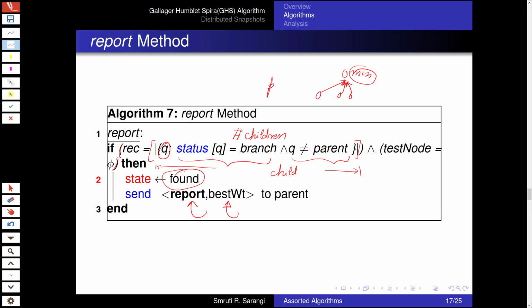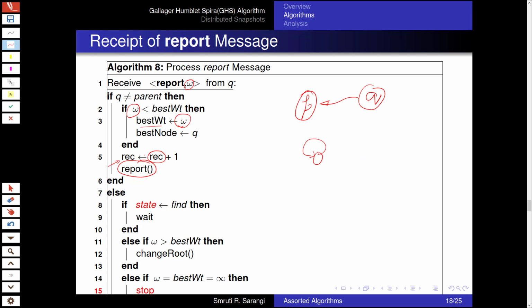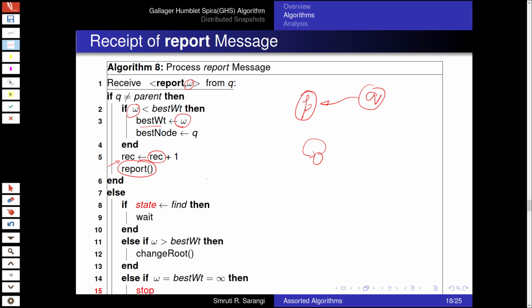The report function is the same as this, which, given that we have understood this, I can clean off the ink. So in this case, we will check whether all my children have replied or not. Given that I just incremented the rec variable, and I'm assuming all of these variables are global within the scope of a node, it is possible that the if condition becomes positive and I enter this. If I don't, then there is no problem. I just come back and keep waiting.